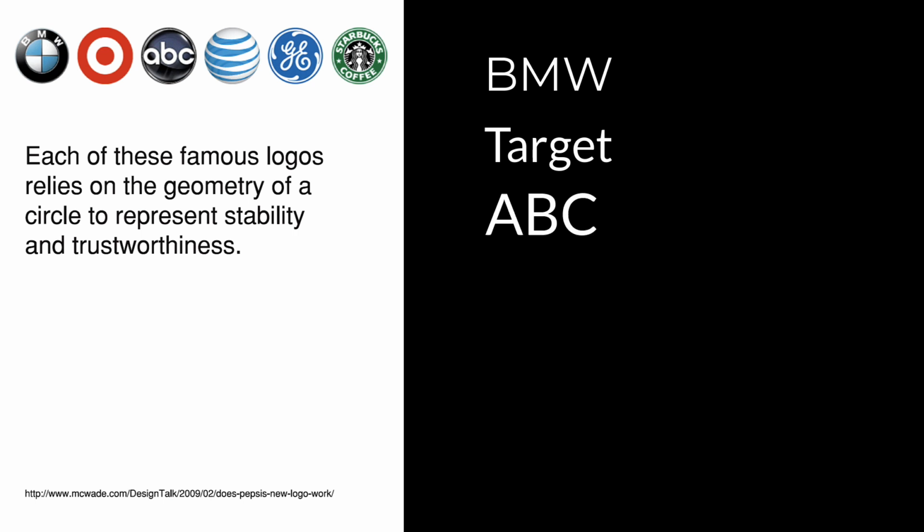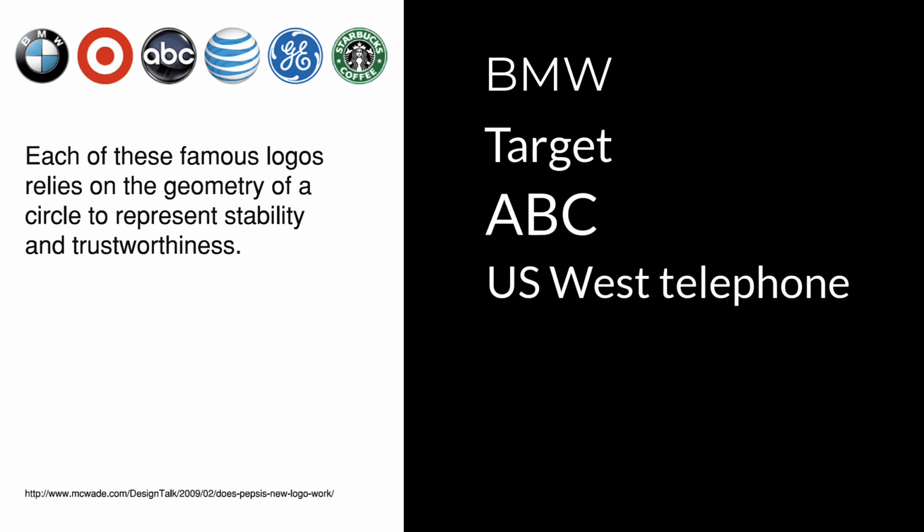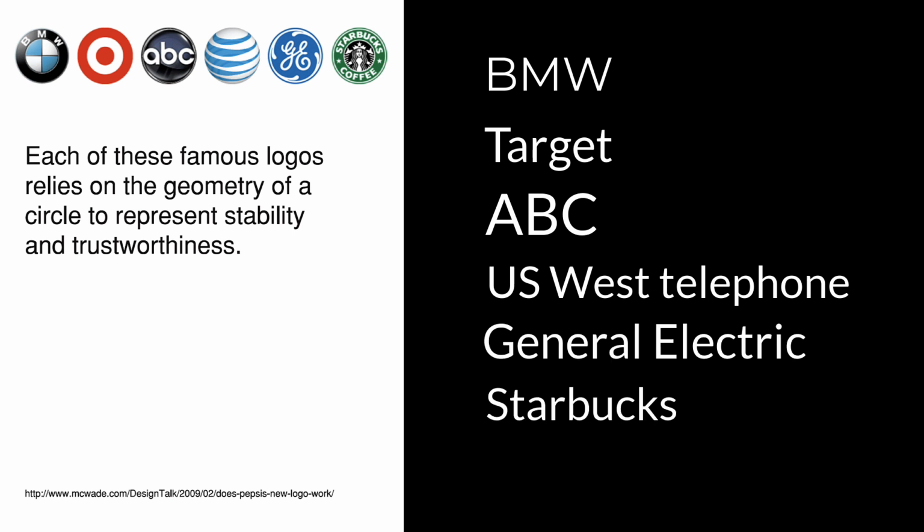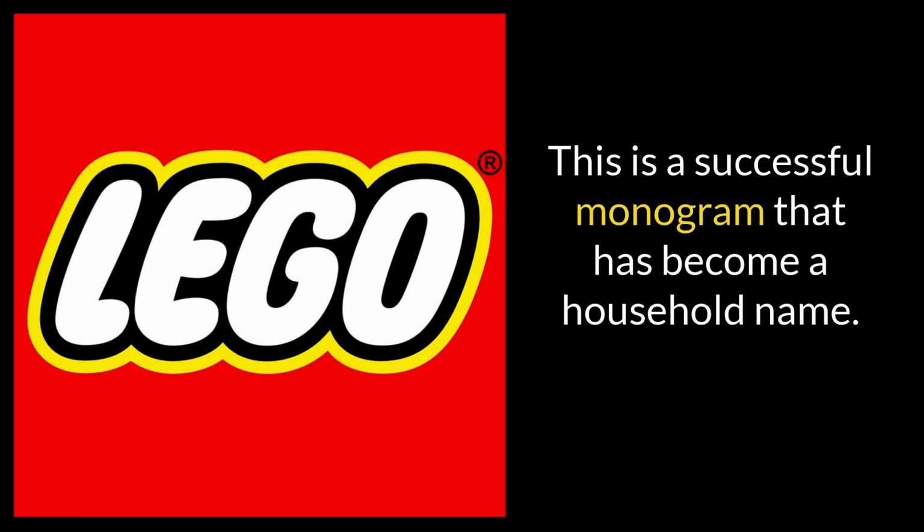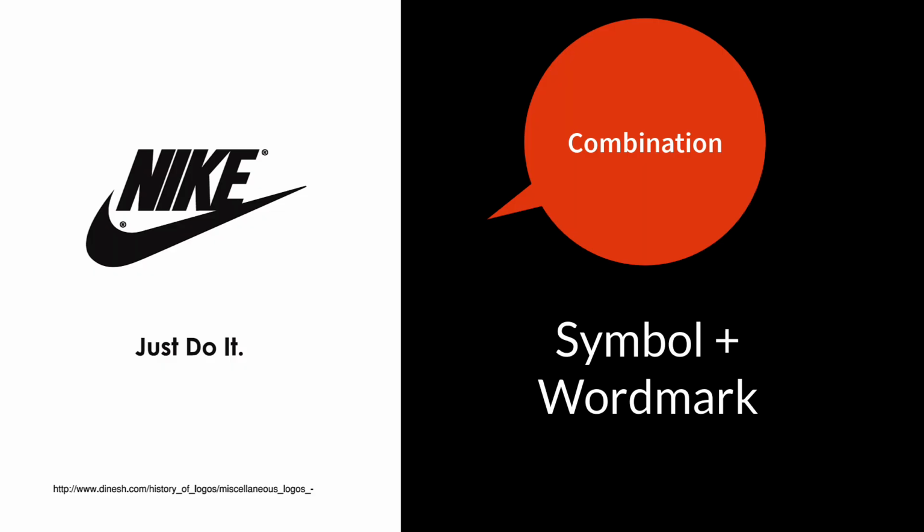BMW, Target, American Broadcasting Company, US West, General Electric, and Starbucks. This is a successful monogram that has become a household name, Lego. This is an example of a combination symbol and word mark.